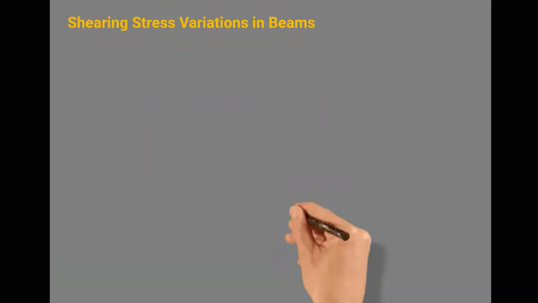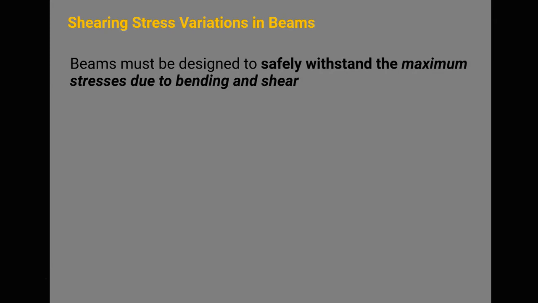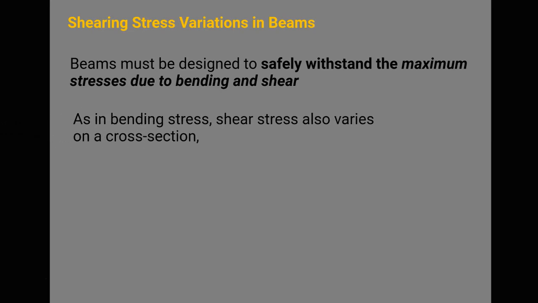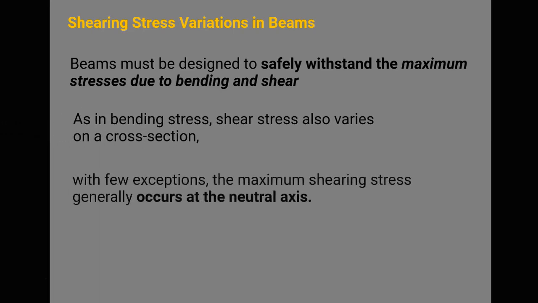Shearing stress variation in beams. Beams must be designed to safely withstand the maximum stresses due to bending and shear. As in bending stress, shear stress also varies over a cross-section. With few exceptions, the maximum shearing stress generally occurs at the neutral axis.